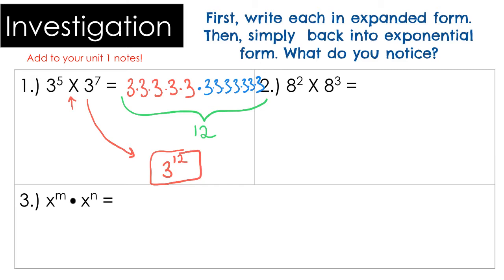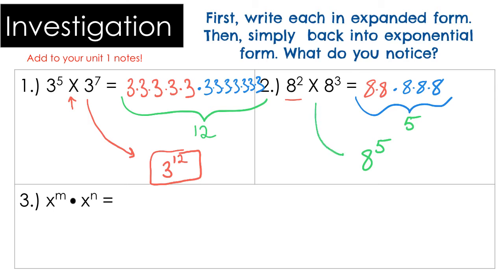Let's try it with 8 squared times 8 cubed. This 8 squared is 8 times 8, and 8 cubed is 8 times 8 times 8. Well, wait a minute. Now I have repeated multiplication. Repeated multiplication of 8 5 times. Well, this will give me 8 to the 5th power. So we went from 8 squared times 8 cubed to 8 to the 5th power. All right, I think maybe we're catching on to some sort of pattern here.